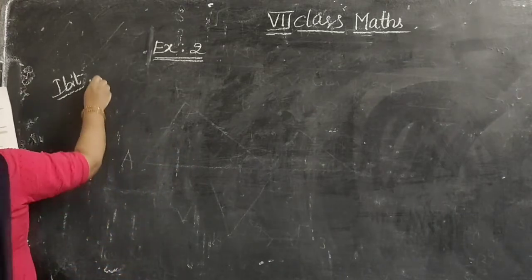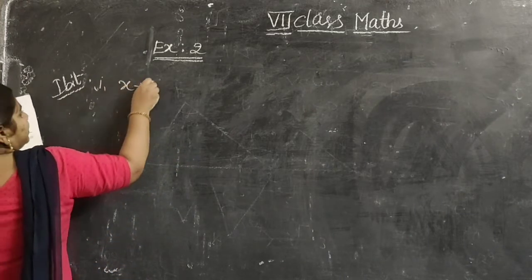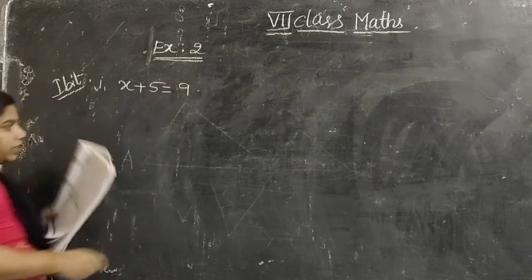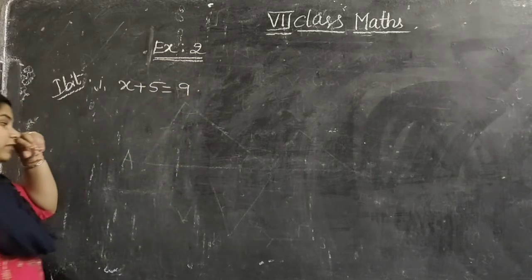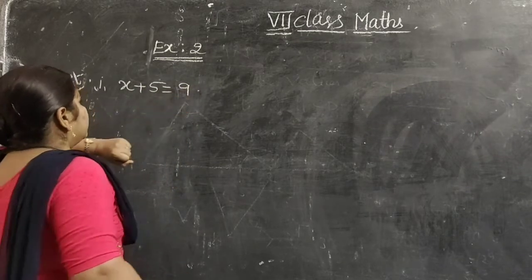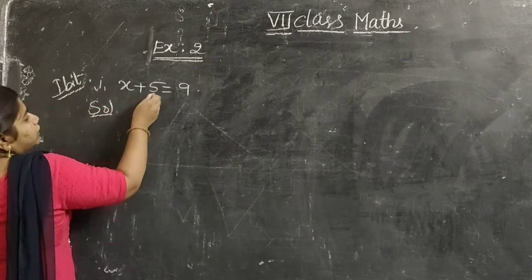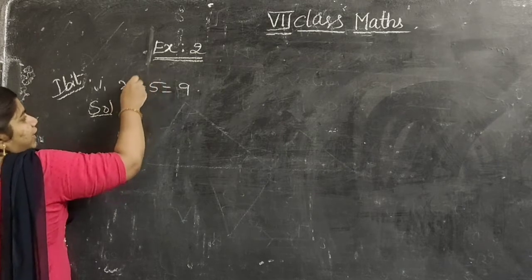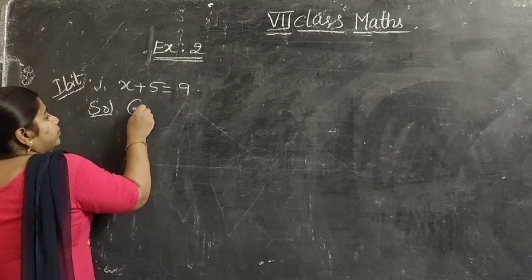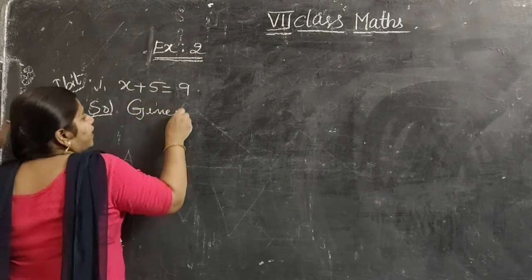The first one, x plus 5 is equals to 9. So what is the first expression? x plus 5 is equals to 9. What we want to find here is the x value. The number that is linked with x, that number we have to eliminate. That means we have to eliminate plus 5.